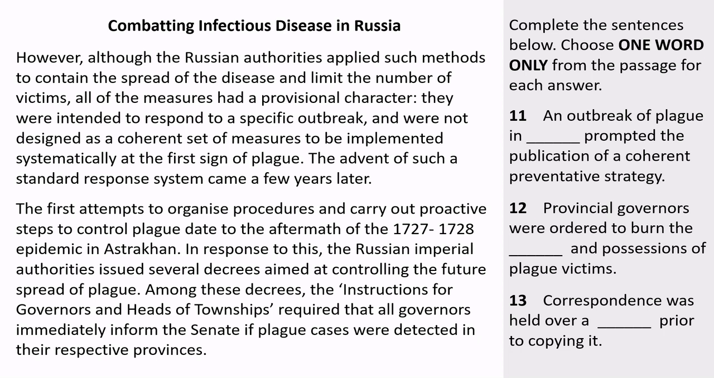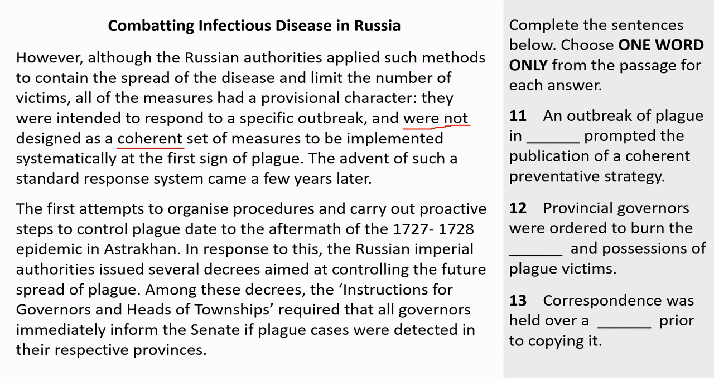Okay, the first thing that you should have noticed is the word coherent is there. So that's nice. It's a matching word. If you look here, it says, we're not designed as a coherent set of measures. So even though we found the keyword, that is not the location of our answer because it says we're not designed as a coherent set of measures. But it gives us a clue because the next phrase says, coherent set of measures to be implemented systematically at the first sign of plague. The advent of such a standard response system came a few years later. So they're leading into the place where they're going to give us the answer.